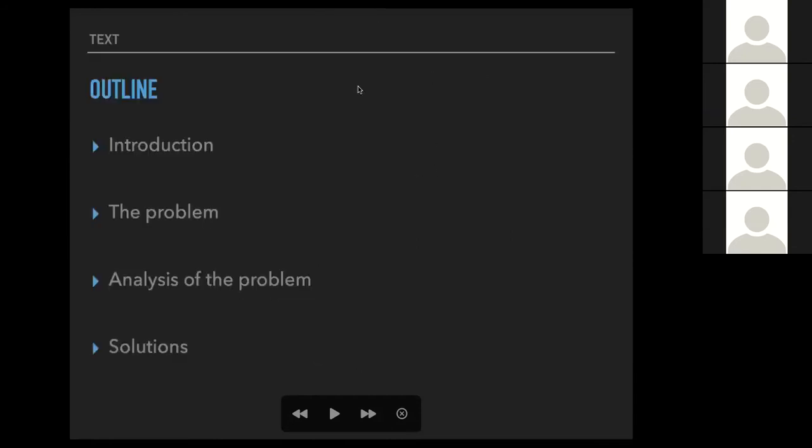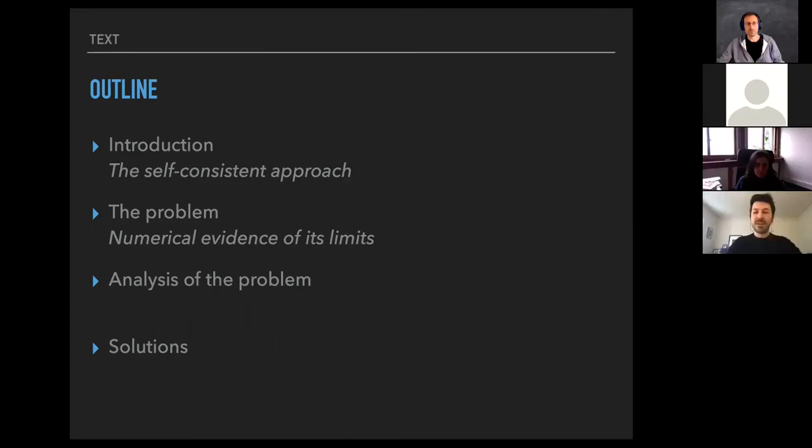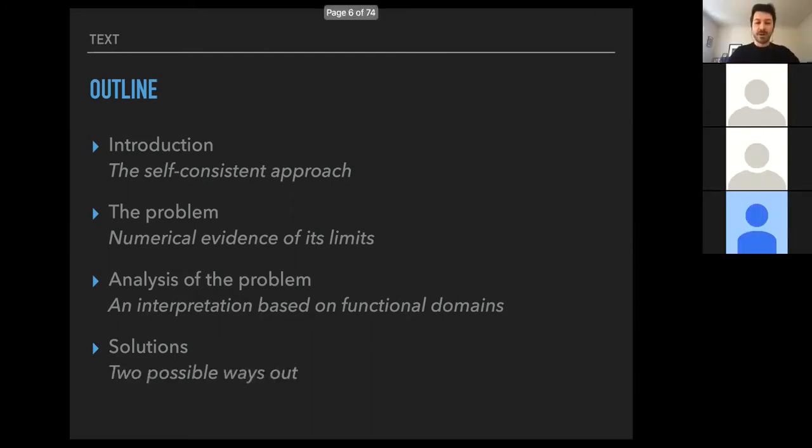Okay, so this is the outline of my talk. First, I will quite shortly introduce the self-consistent approach. I will remind you what we are talking about. Then I will present the numerical evidence that has been presented in the last years, signaling some breakdown of the approach. I will provide you with our analysis, our interpretation of these numerical results, and based on this interpretation, I will suggest two possible ways that we are starting to explore to overcome these problems.